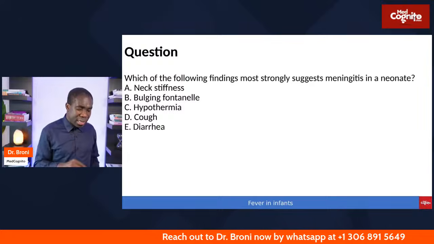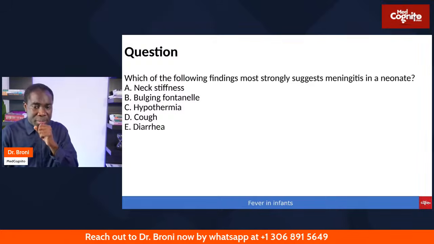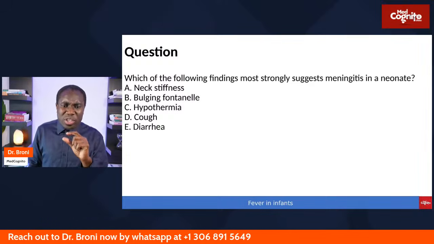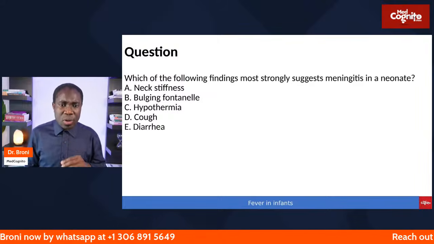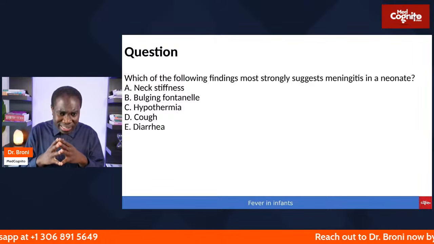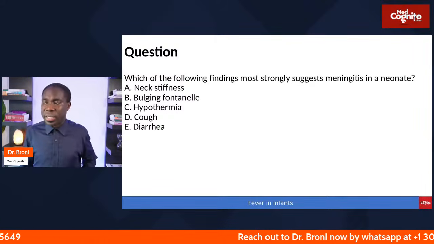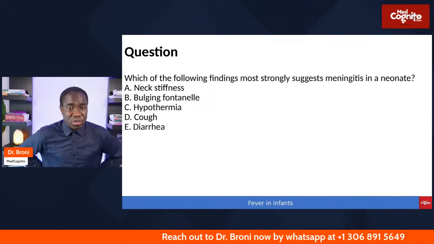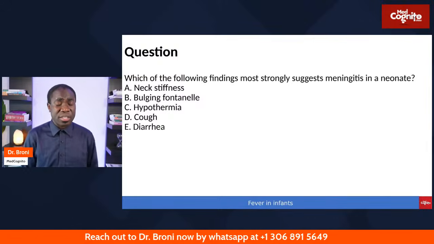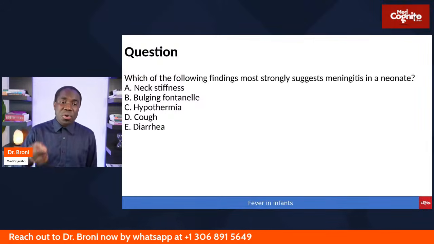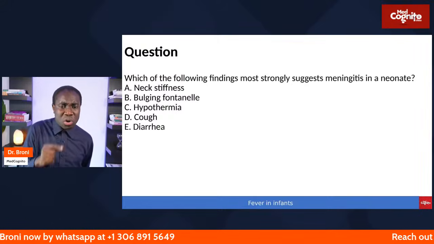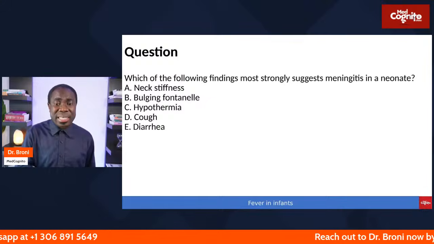Next question. And this one may trick some people, but let's try it. Which of the following findings most strongly suggests meningitis in neonates? Because when it comes to fever in children, meningitis is one of the differentials we don't want to miss, right? Now, which of the following findings most strongly suggests meningitis in a neonate?